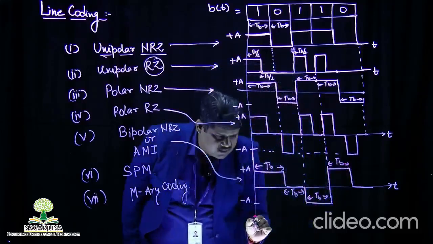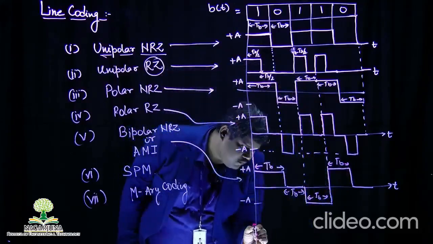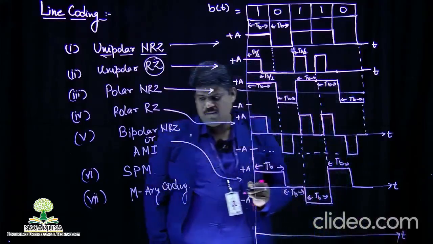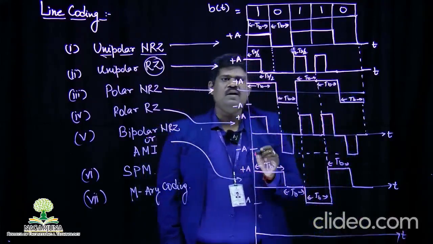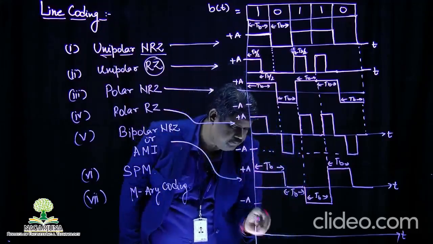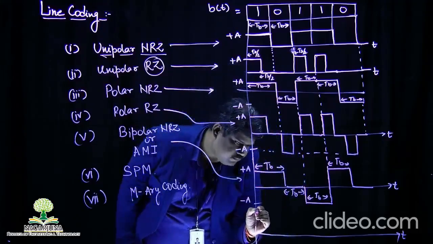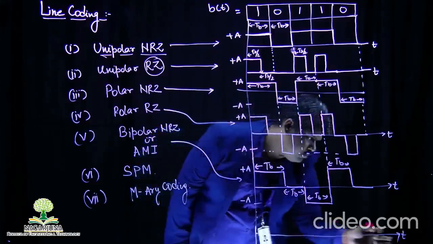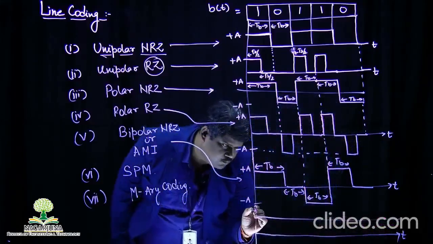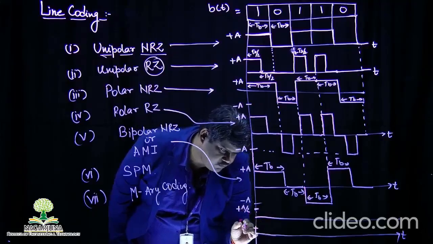Now we will go towards the second last line coding technique, SPM, which is split phase Manchester. Again, it is a very important and interesting line coding technique. In split phase Manchester, what will happen? Let me draw the line again. Suppose this is your plus A by 2 and this is your minus A by 2.